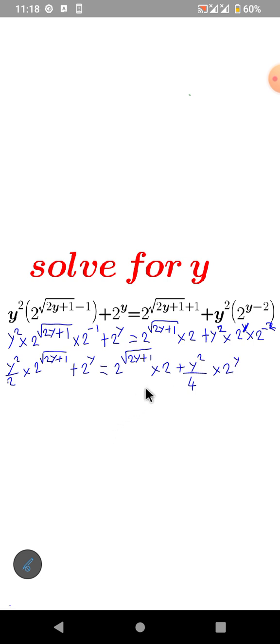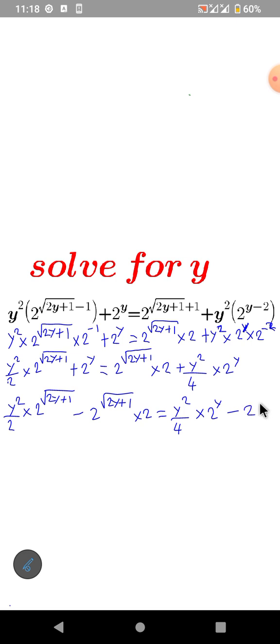Then now my next step will be to collect like terms. I'm going to collect like terms now. So I'm going to say y squared all over 2 multiplied 2 raised to the power of 2y plus 1 minus 2 raised to the power of 2y plus 1 times 2 is equal to, now here will be y squared all over 4 times 2 raised to the power of y minus 2 raised to the power of y.